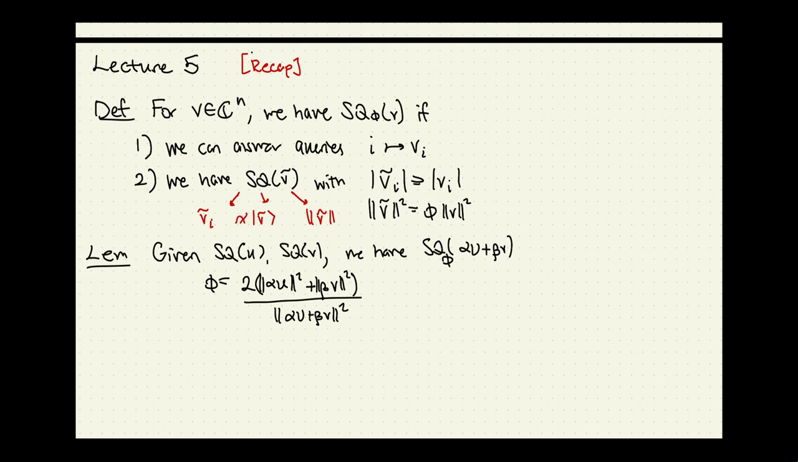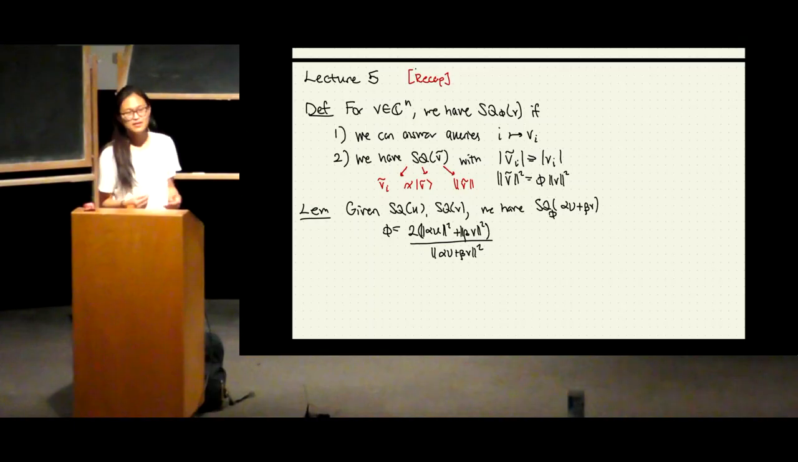And this V tilde is going to have the property that it's a reasonably good, tight upper bound on my entries of V. So all of my entries of V tilde are going to upper bound my entries of V. And then the whole mass is going to be just phi times the mass of the original vector. And with this, we saw that you could get similar extensibility properties of this sampling and query access that you could with the block encoding.